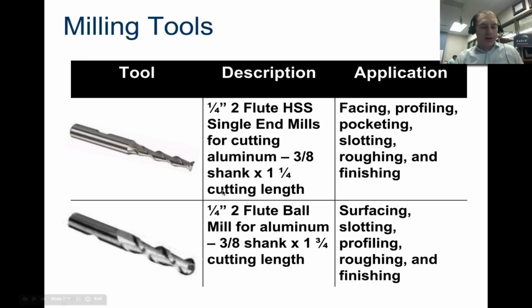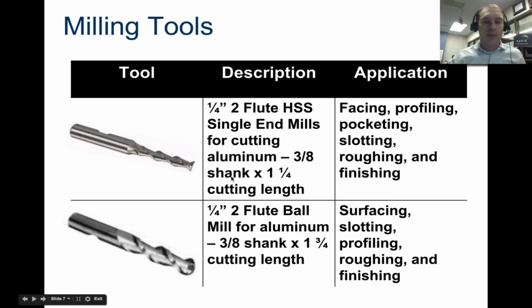And that's important because if I have this bit here and I want to cut 2 inches down into something, maybe I'm trying to cut this direction and I'm trying to cut this deep, I can't do it because the shank length is not long enough. So knowing the shank length and how deep you want to cut is important. Then this other one here is a 1/4 inch two-flute ball mill.